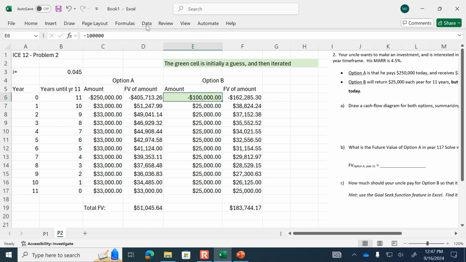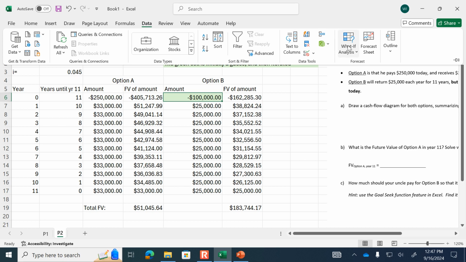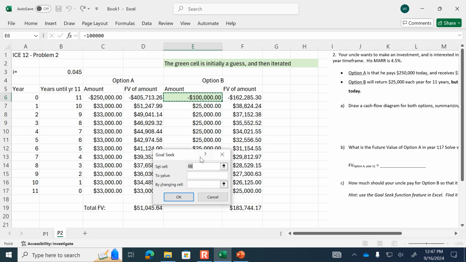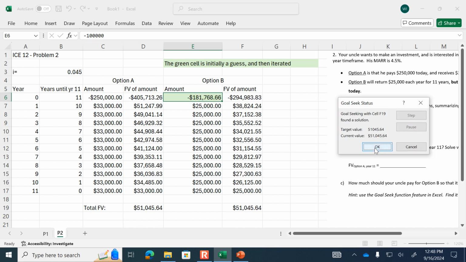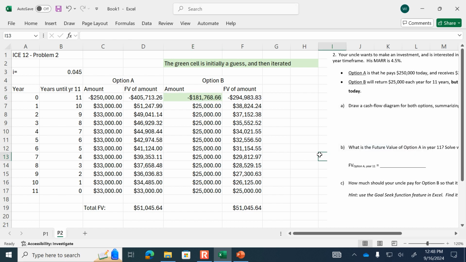So if I'm doing a goal seek, here on the data tab, what-if analysis, goal seek, then set this equal to $51,045.64 by changing the amount. So what that tells us is that by paying $181,768, then it would be equal future value for both of those alternatives.